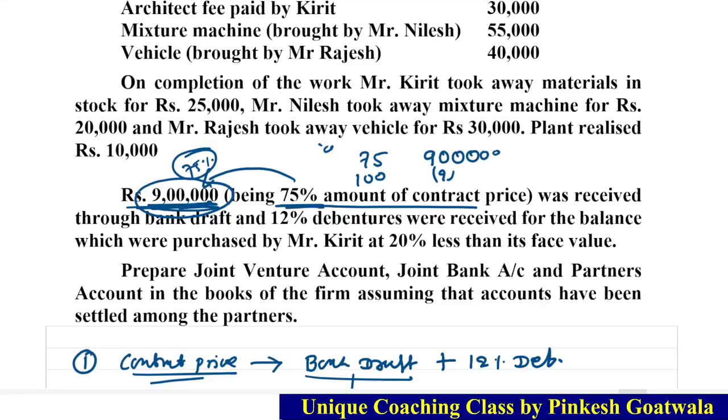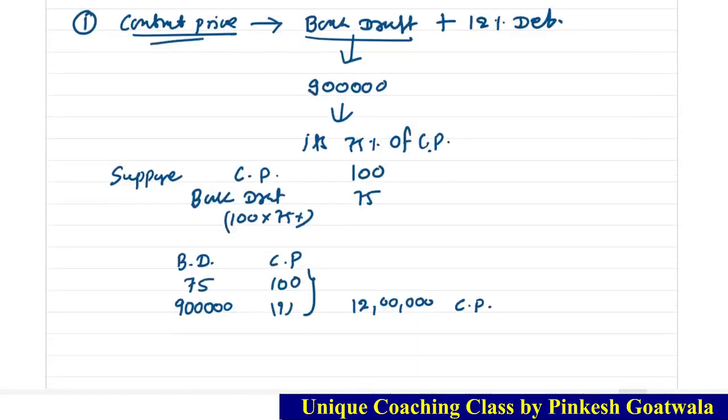What amount is this? It is the amount of 75%. This is the 75% part. So in 75 there is 9 lakh, in 100 how much? So this way you can get the answer, and this is the basic way, by supposing that contract price is 100.